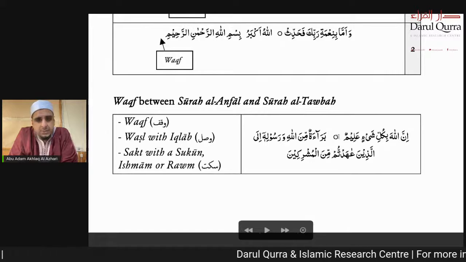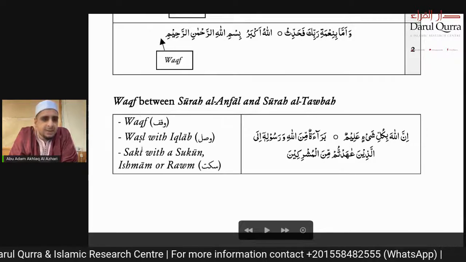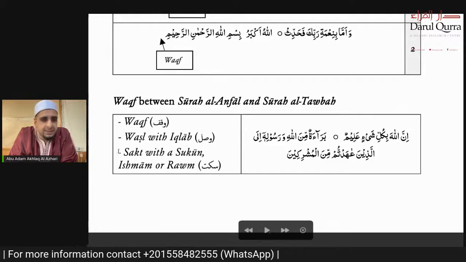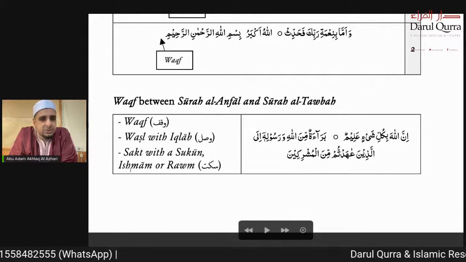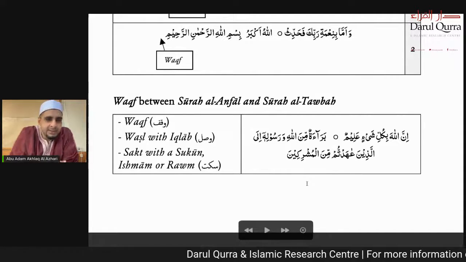So how do we join these two up? What are the different scenarios? Number one is waqf, which I have just done. The second one is wasl with iqlab. The third is sakt with a sakoon. Okay? Sakt with a sakoon, but you have to do ishmam and rom. Okay? So let's look at these scenarios.